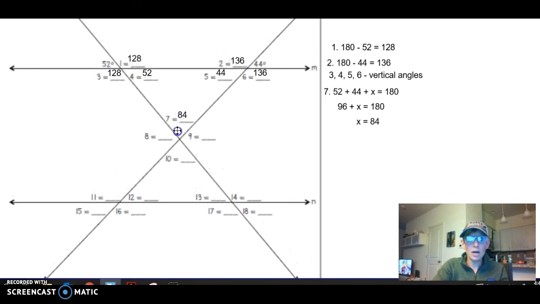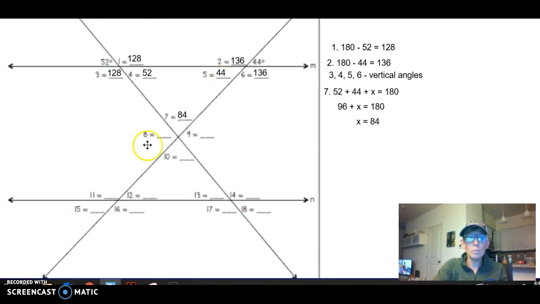Let's go back to this idea of supplementary angles to solve for angle 8. So angle 7 and angle 8 lie on the same line, and that means that together they have to equal 180. So whatever's left over from 180: 180 minus 84 is going to be the measure of angle 8. So let's put that in. If I took 180 and subtracted 84, what I would get here is 96.